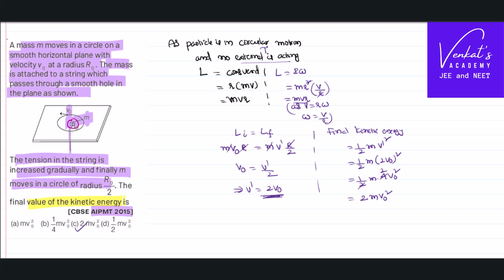To solve this problem, you need to know one basic thing, that angular momentum L equals mvr. And when there is no external torque acting, angular momentum is conserved. Basing on that, we got the final velocity in terms of the initial velocity, and the normal kinetic energy formula half mv square is used to get to the answer. That's how we need to solve the problem.